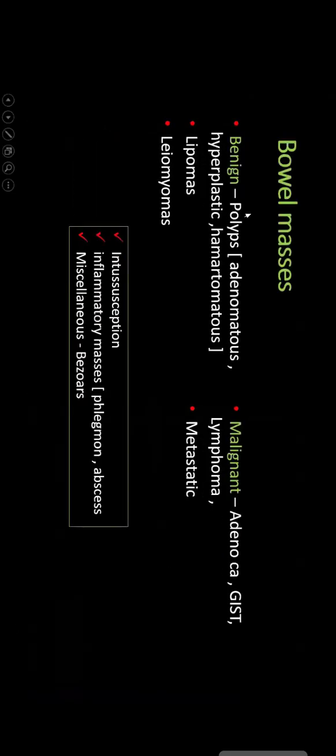Benign bowel masses are generally polypoid masses, which can be adenomatous polyp, hyperplastic polyp, hamartomatous polyps, or pseudopolyps. There can be lipomas or leiomyomas. Malignant masses of the GI tract, the most common are adenocarcinomas, gastrointestinal stromal tumors, lymphomas, and sometimes metastatic bowel pathologies. Other bowel masses of a different category are intussusception, bowel-in-bowel appearance mass, inflammatory masses or phlegmons or abscesses, or some intraluminal bezoars or foreign bodies.